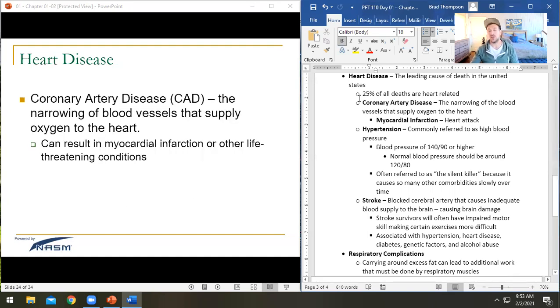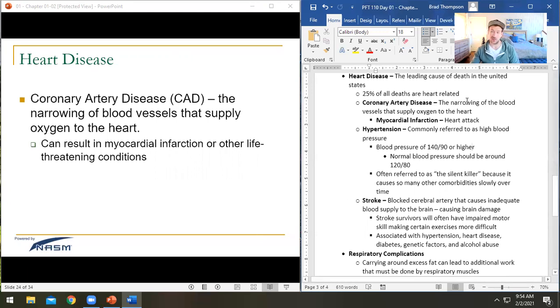So we're going to call this coronary artery disease. That is a narrowing of the blood vessels that supply oxygen to the heart. Your heart, it's the pump that literally supplies everything around the body with oxygen and nutrients, right? And it plays by the same rules that any other cells do. It needs to have oxygen delivered to the tissues that make up this organ. If you don't supply oxygen to it, that organ cannot live.